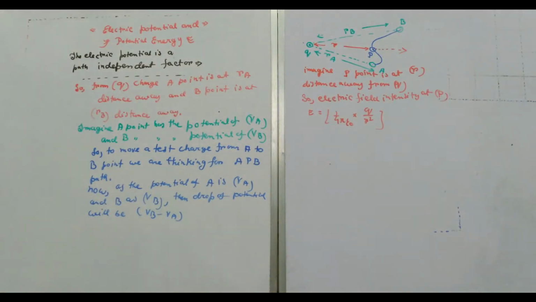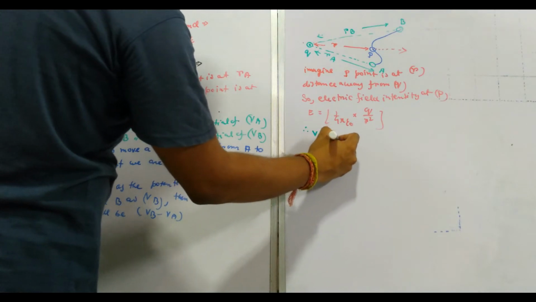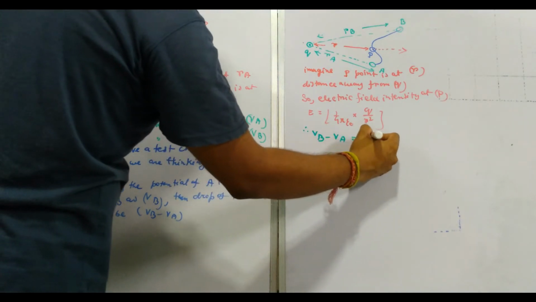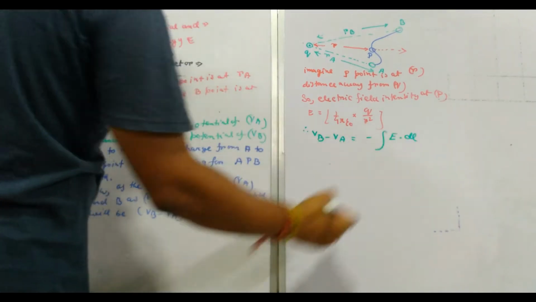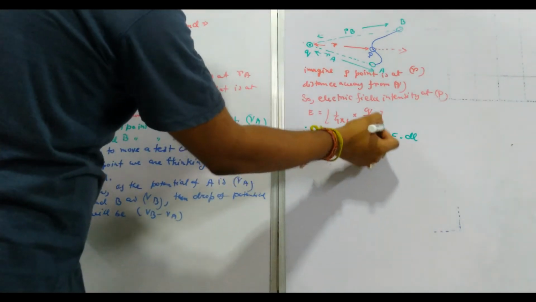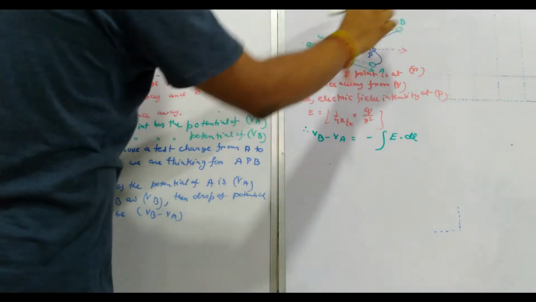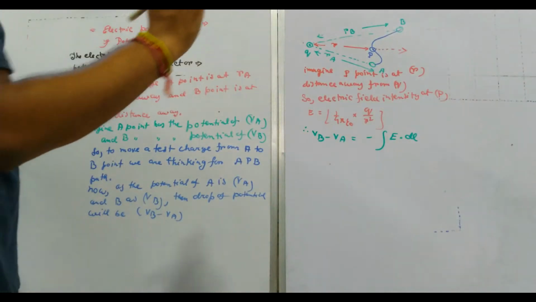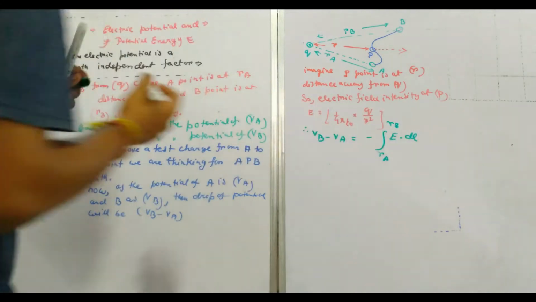Now we have learned earlier that the amount of drop of potential, that is VB minus VA, is nothing but the minus of the line integral of E dot dl. Clear? Now if we try to measure the total pathway from A to B, then we need to follow the integration from RA to RB. Clear?